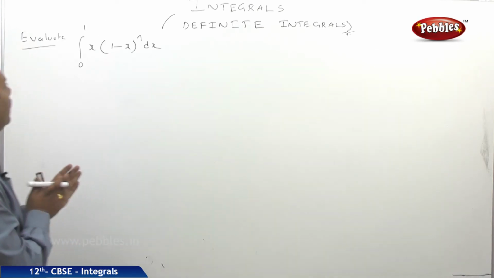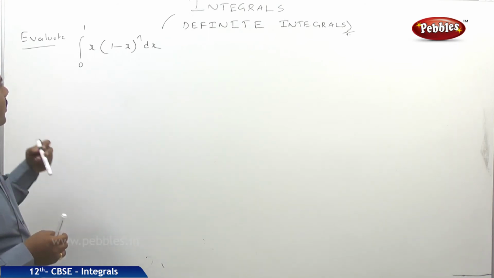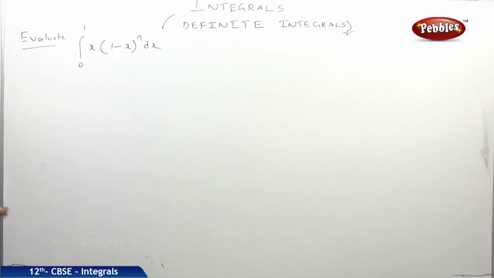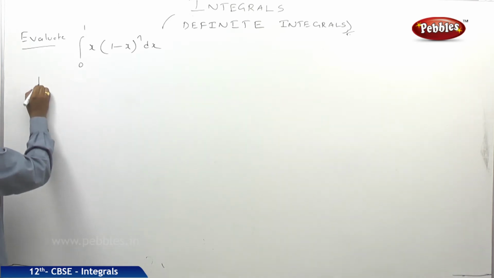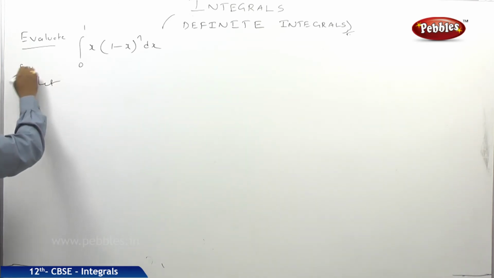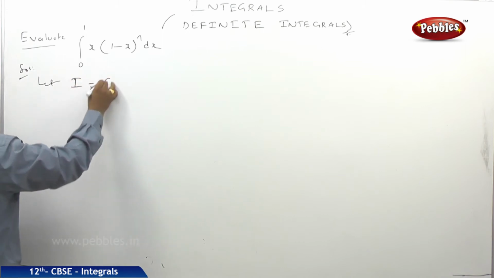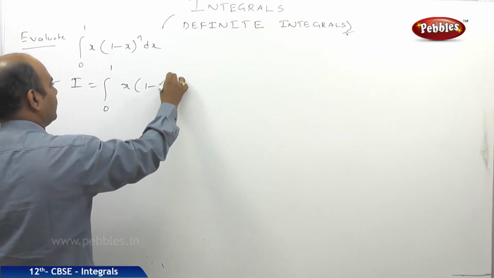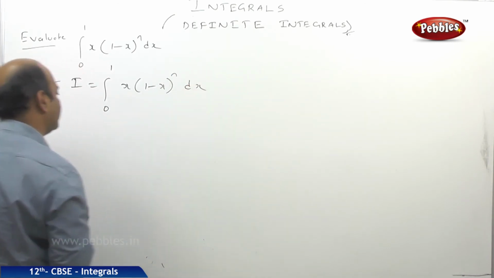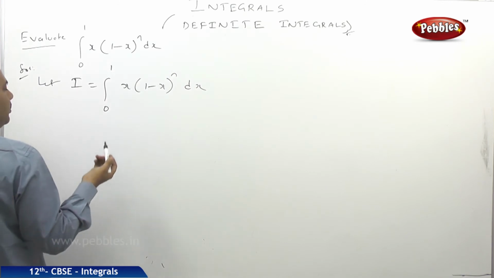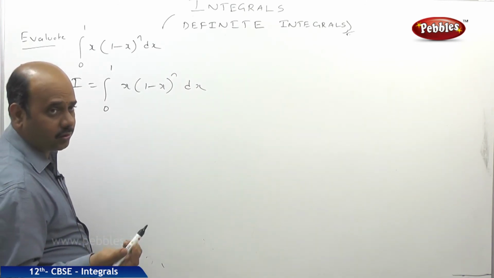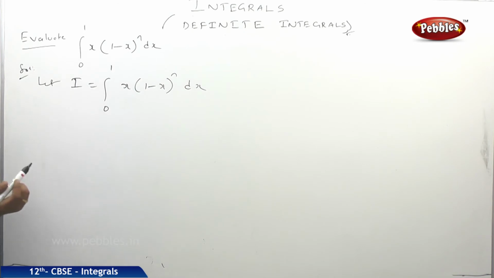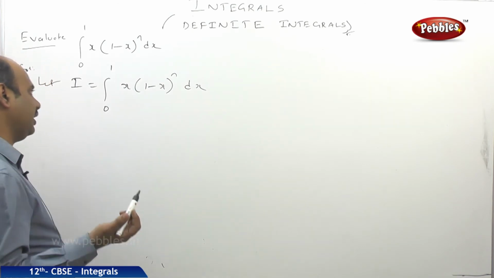Please copy. Right? We shall be seeing another problem which they had asked in many 2 to 3 years of CBSE examination. So what I will be doing? I will consider, let I be equal to integral of 0 to 1 x into 1 minus x whole power n dx. So what I will be doing? I will be applying the same property, integral of 0 to a f of x dx is equal to integral of 0 to a f of a minus x dx.